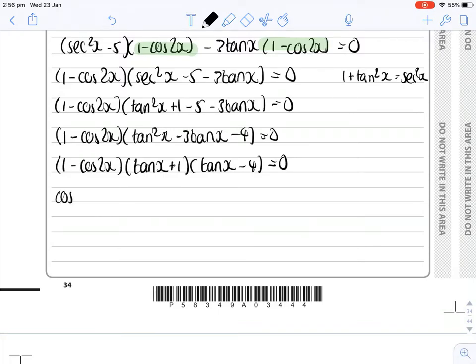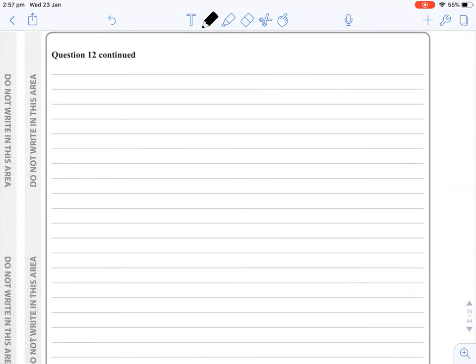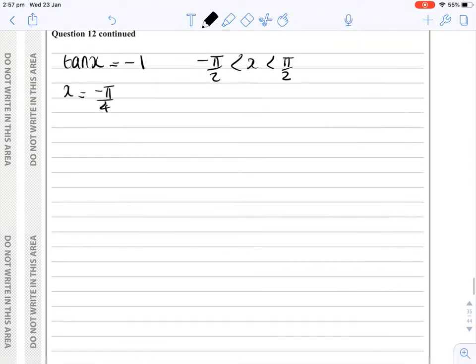So if we say that we've got cos 2x equals 1, x would be between negative π over 2 and positive π over 2, but because it's 2x, it's between negative π and positive π. So inversing that, we get that 2x is equal to 0, and therefore x is equal to 0. If we've got tan x is equal to minus 1 between negative π over 2 and π over 2, then x is going to be minus π over 4, minus 45 degrees, and that is going to be our only solution.